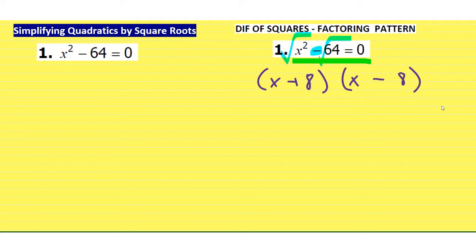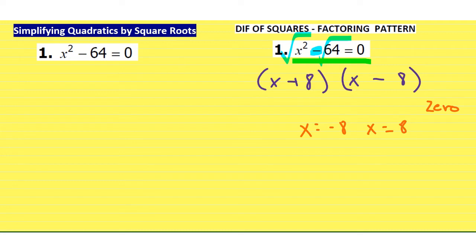At that point, we can do the zero product rule. Once we do the zero product rule, we set both of those factors equal to 0. And we end up with x is equal to -8 and x is equal to a positive 8. And this is a legitimate way to solve this particular quadratic.